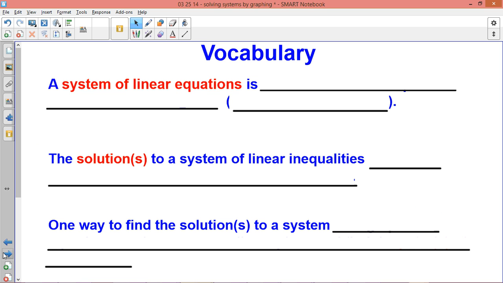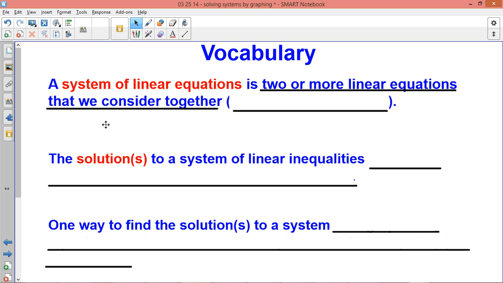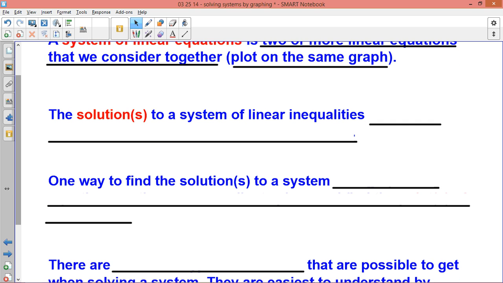And this brings up a brand new topic, a system of linear equations. A system of linear equations is 2 or more linear equations, meaning when you graph them, they're straight lines, that we consider together, meaning we plot them on the same graph. Okay? Feel free to pause the video and write that down. I'm going to go on, however, so when you're done writing, come back and join me.